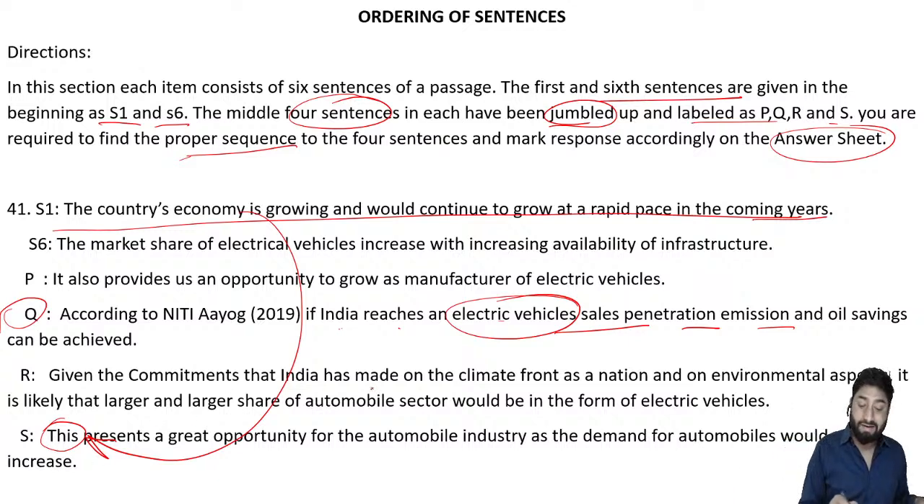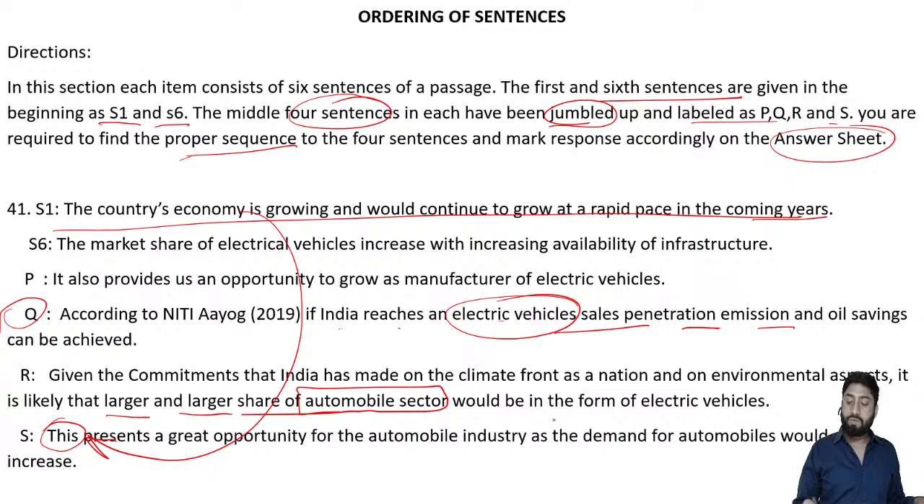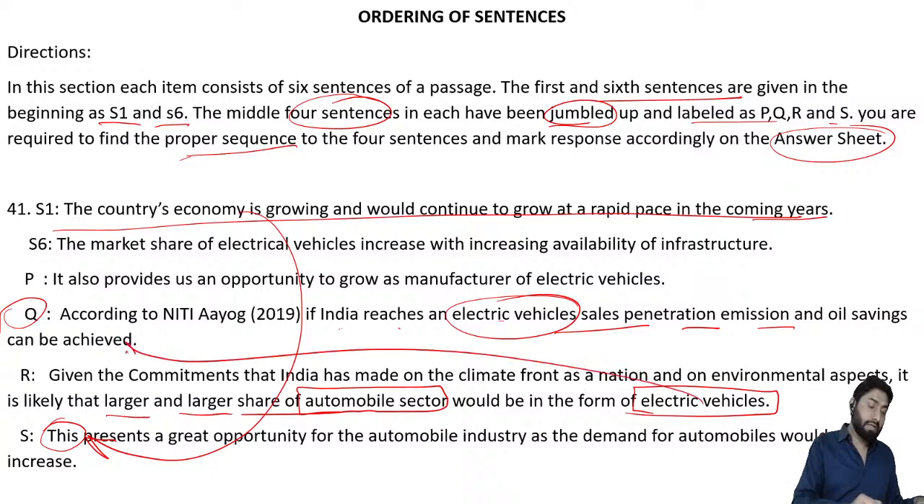Given the commitments that India has made on the climate front as a nation and in environmental aspects, it is likely that a larger and larger share of the automobile sector would be in the form of electric vehicles. Now they brought in the electric vehicle link here. Now you can link this with it, right? According to Niti Aayog 2019, if India reaches an electric vehicle sales penetration, emission and oil savings can be achieved. And then you go for this one.